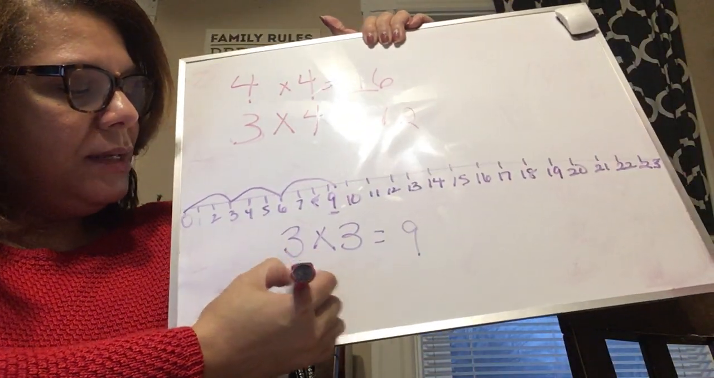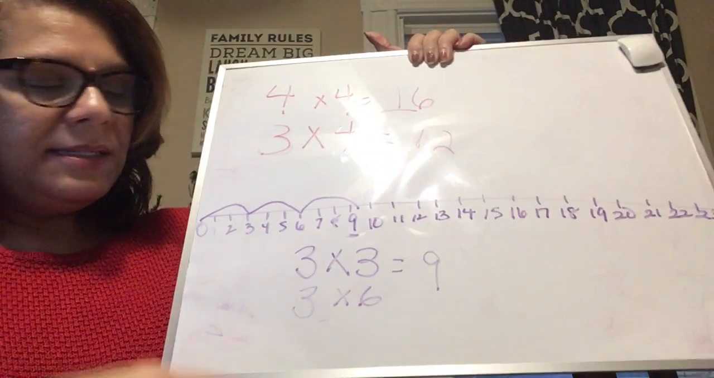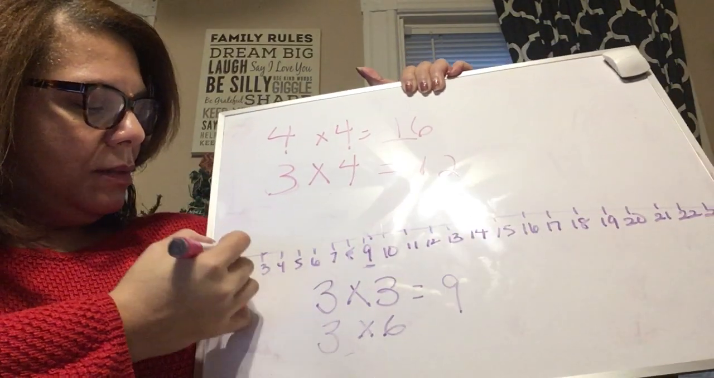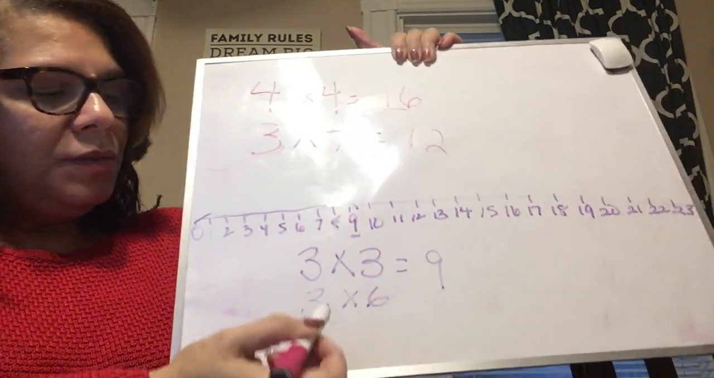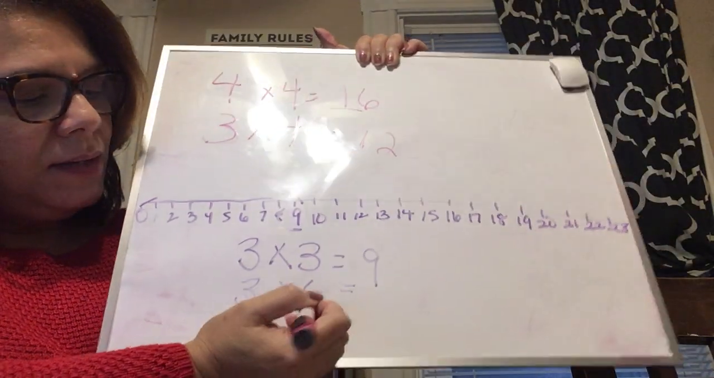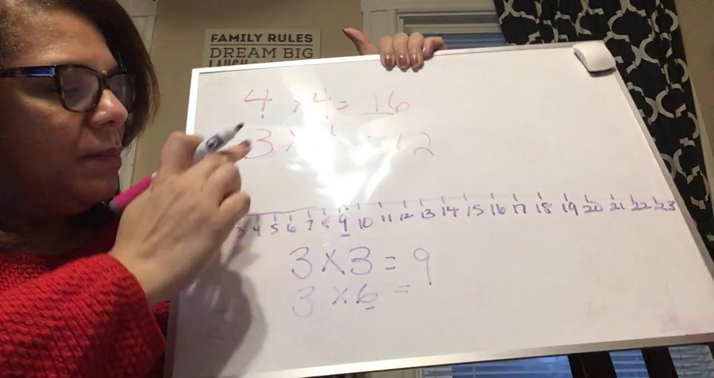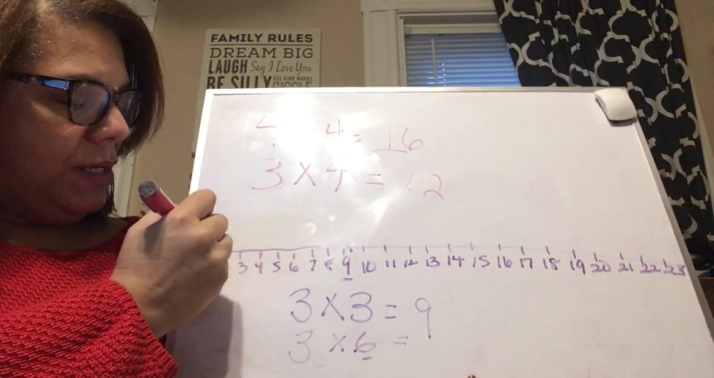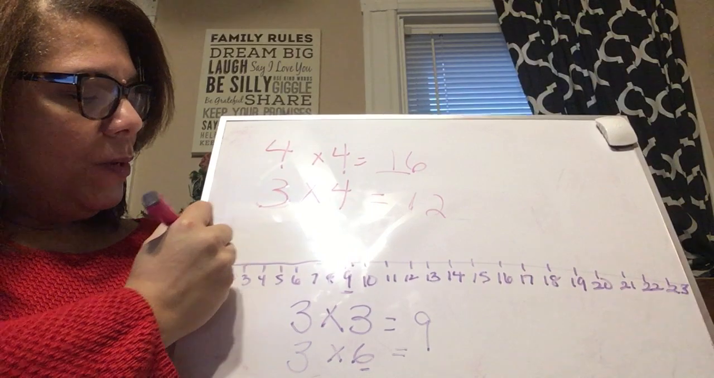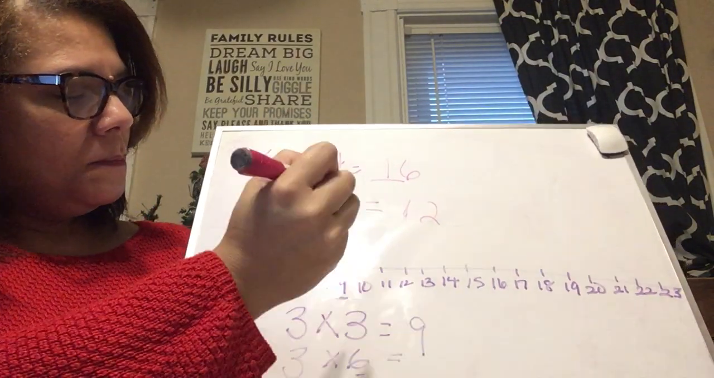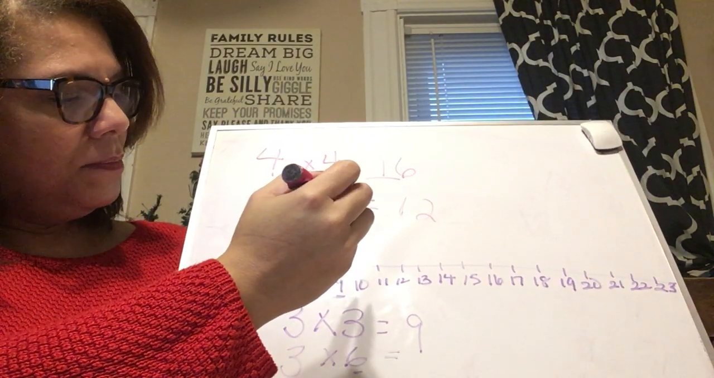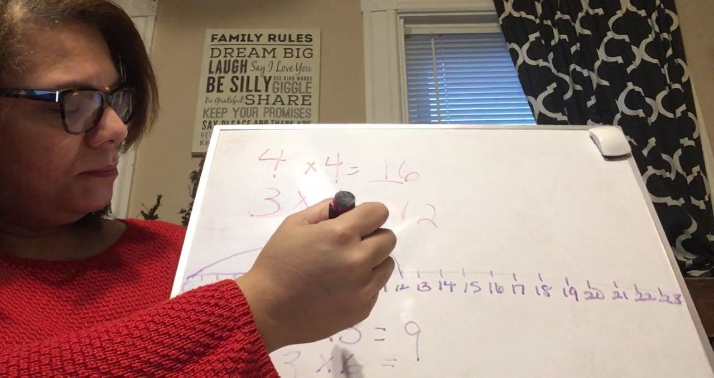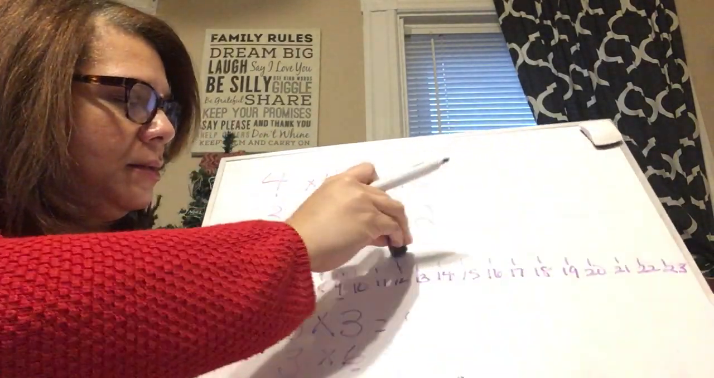Now let's do 3 times 6. 3 times 6 means 3 hops of 6. So in between each is going to be 6 hops. And we're doing 3 hops. So we're going to start here. And we're going to hop all the way to 6. Okay. Then we're going to hop all the way to 12. Whoops, I went to the wrong one. Let me go back.